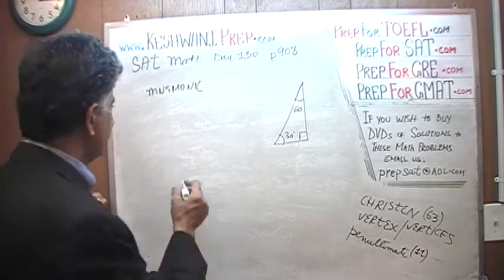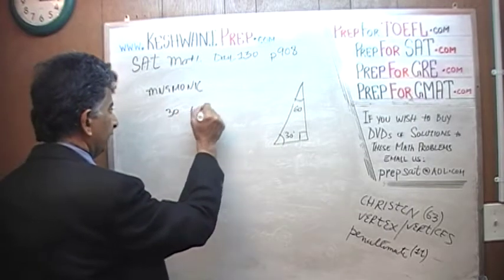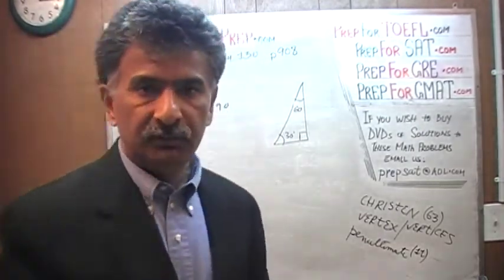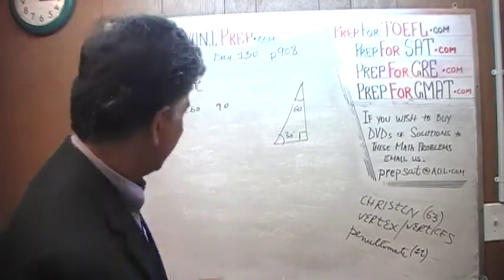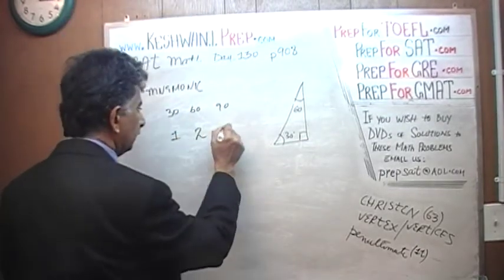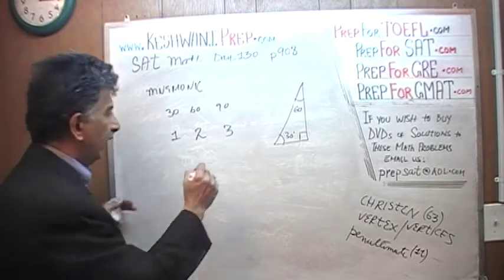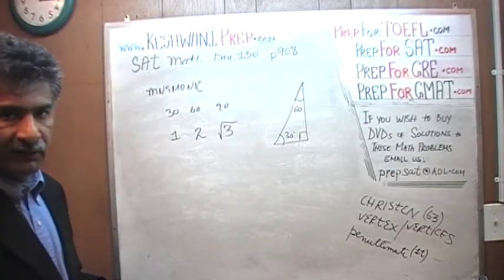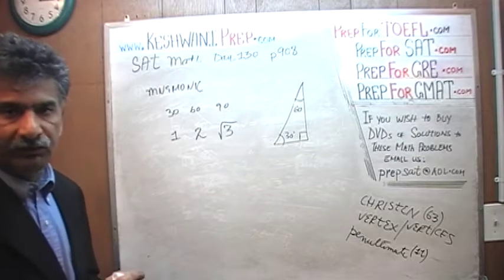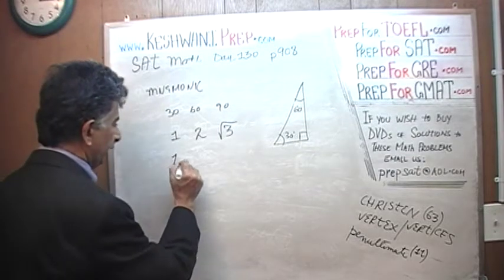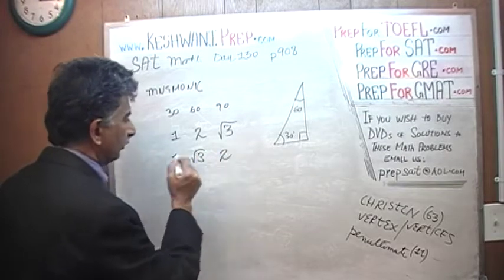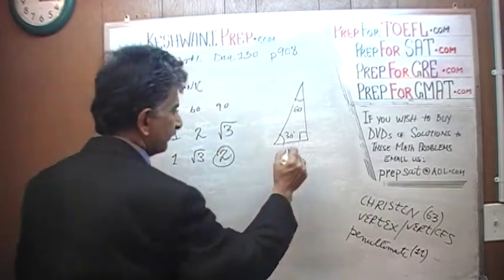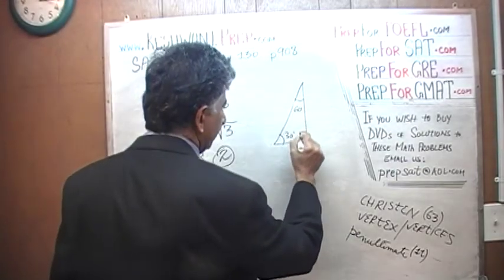In a 30, 60, 90 triangle, as we can clearly see, we have three kinds of angles: 30, 60, and 90. So here we go: 1, 2, 3. Take the last number and put a square root sign on it. After you put the square root sign on the last number, arrange them in order from the least to the greatest. The smallest one is 1, then root 3, and then 2. 2, being the largest number, will face the largest angle, which is this part right here, 90 degrees.